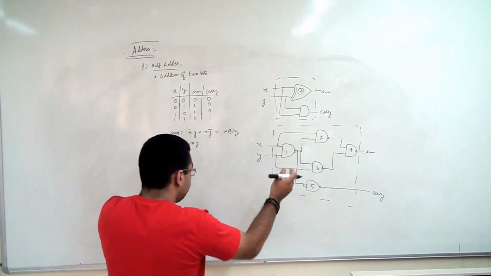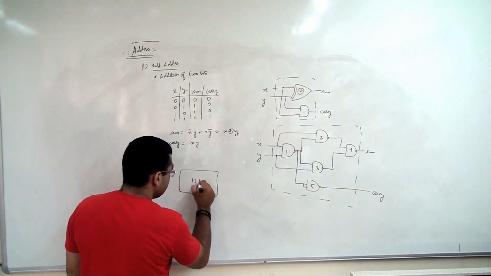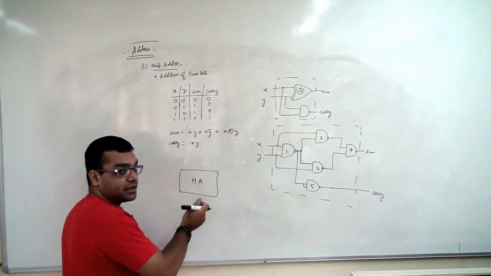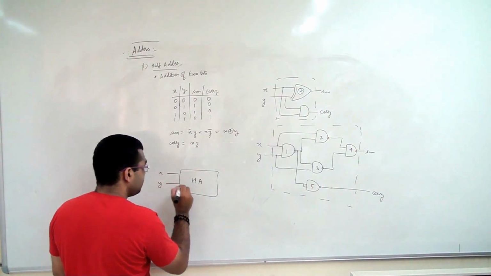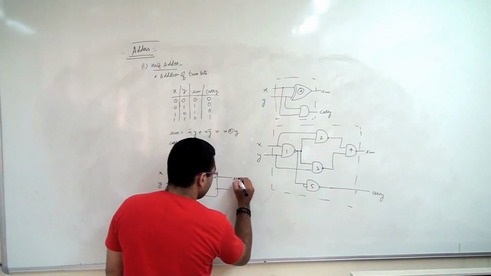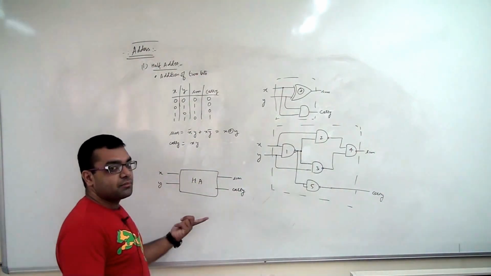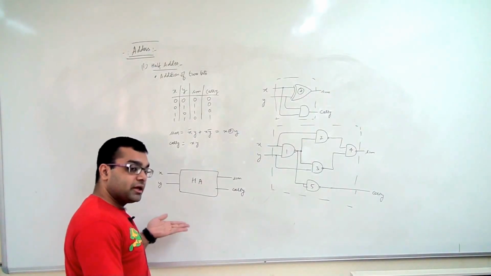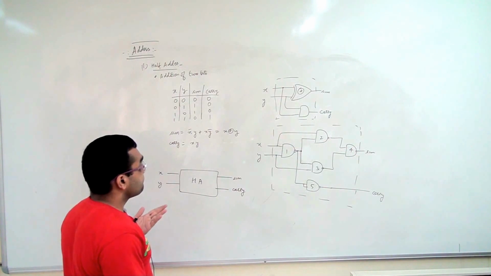If I make an abstract view of this circuit, I get something like this. HA is the short form for half adder, with just x and y going in and sum and carry coming out. This is called the abstract model of the circuit, and we'll make use of it when we do our next circuit, the full adder.